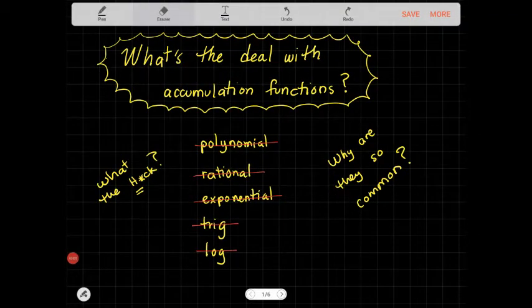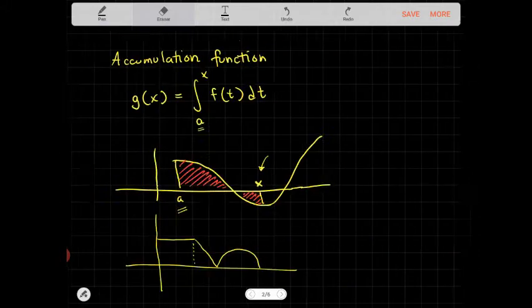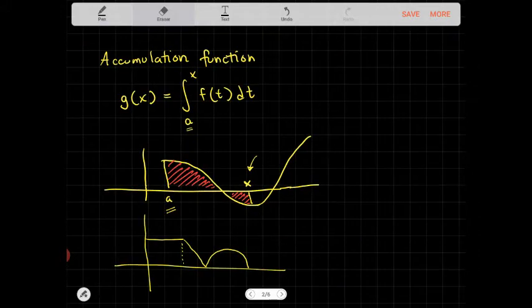Welcome back. Today we're going to talk about accumulation functions, which I know is a name that maybe you haven't heard before. You know about a lot of functions like polynomials, rational expressions, exponentials, logarithmic functions. But what is an accumulation function? Well, these functions are very common, and I'm going to tell you why they are so common. Let's start by telling you what they are.